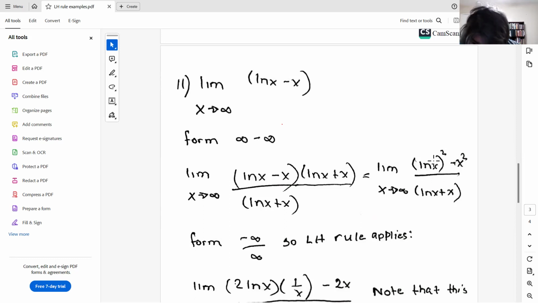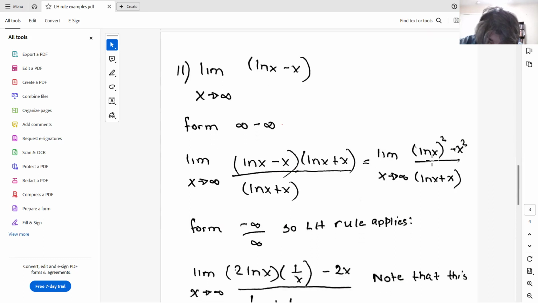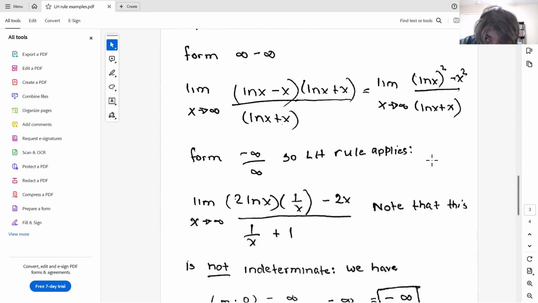So this term at the top, this limit goes to negative infinity, which is why I put that there. It's not necessary to put negative. I just wanted to remind you that this limit at the top is approaching negative infinity. Now, the limit at the bottom we know is approaching positive infinity. So now we can apply L'Hopital's rule.